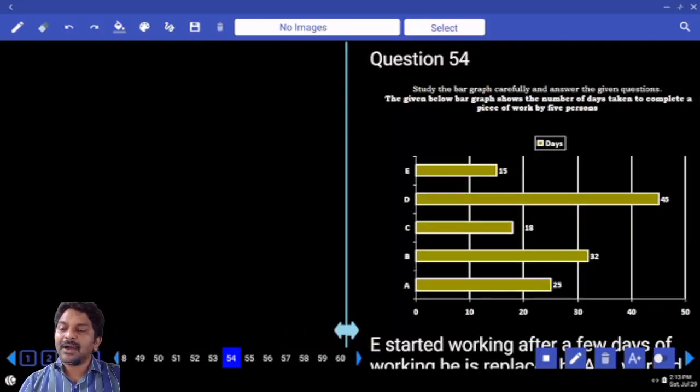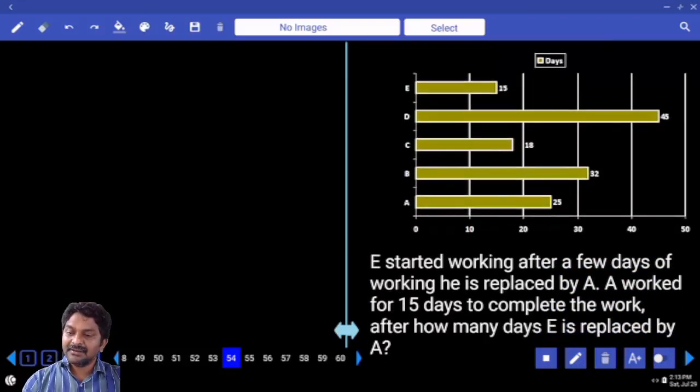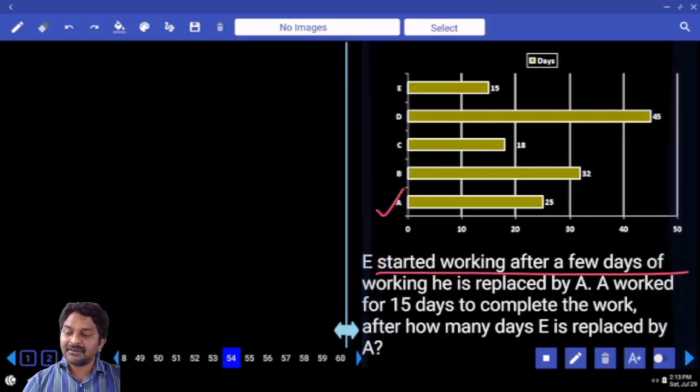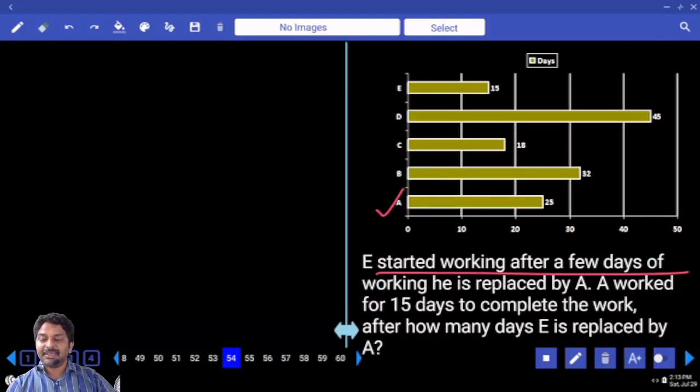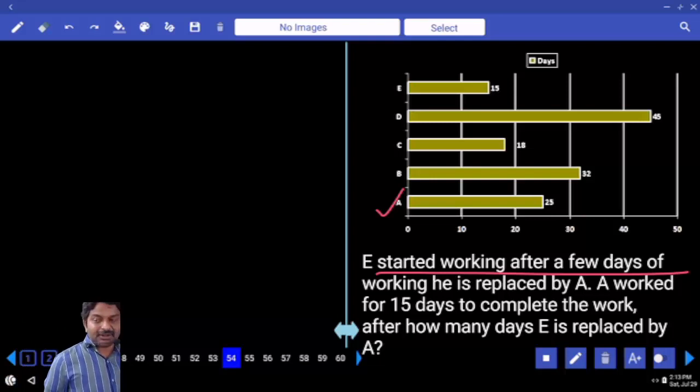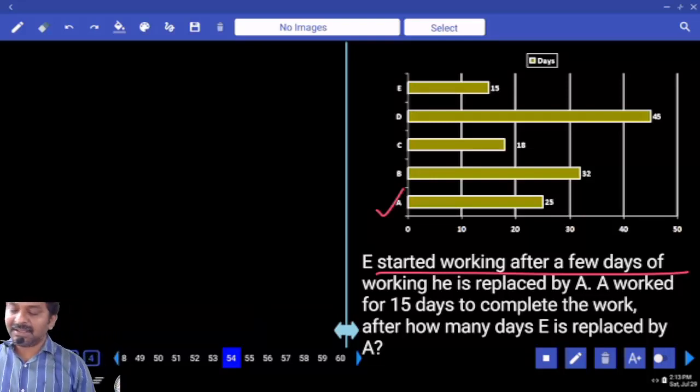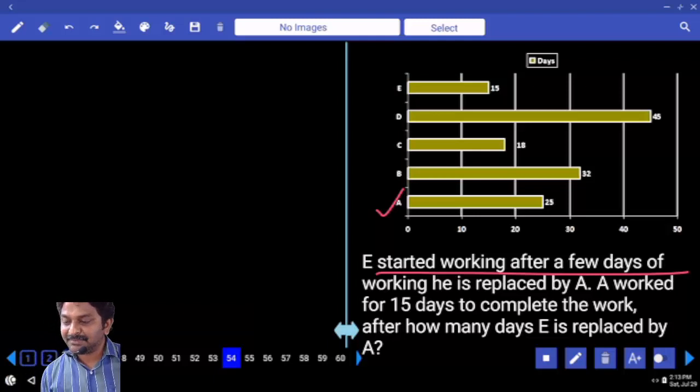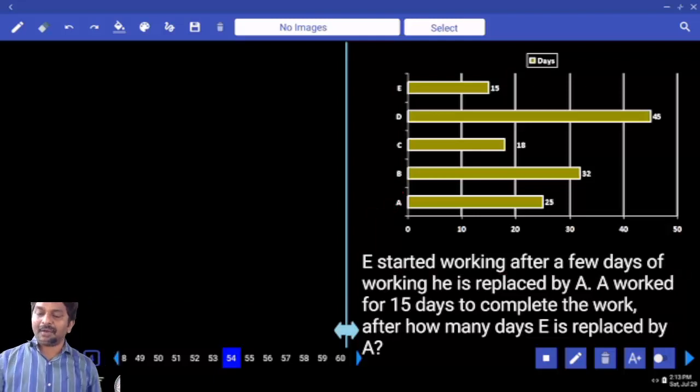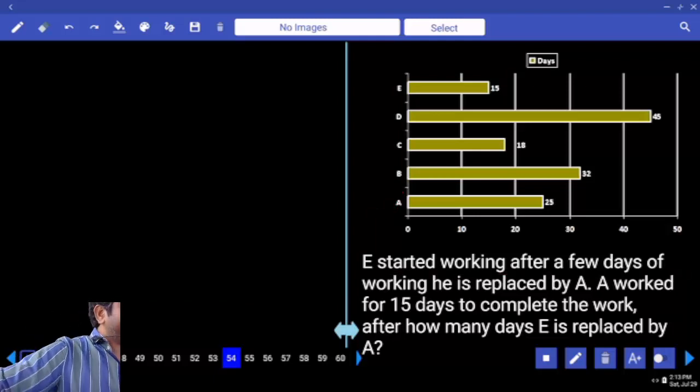The given below bar graph shows the number of days taken to complete a piece of work by 5 persons. Right. So now from the bottom we have A, B, C, D, E. Did you observe? E started working. After a few days of working, he is replaced by A. A worked for 15 days to complete the work. After how many days is E replaced by A? Okay, now, who started? He worked for some number of days.